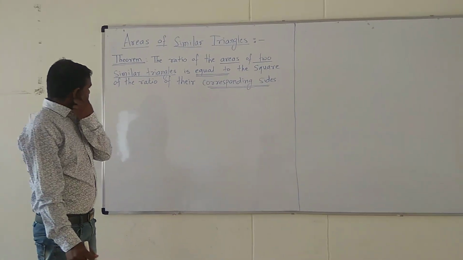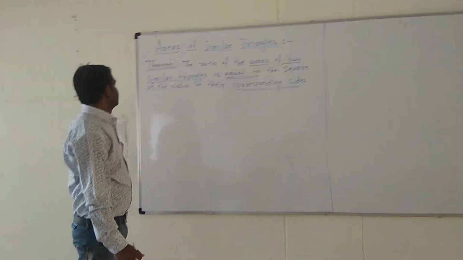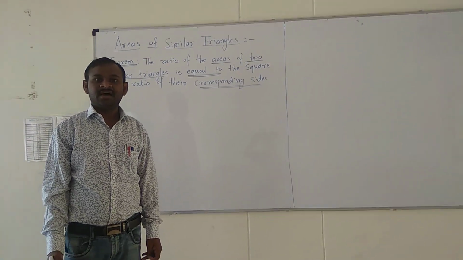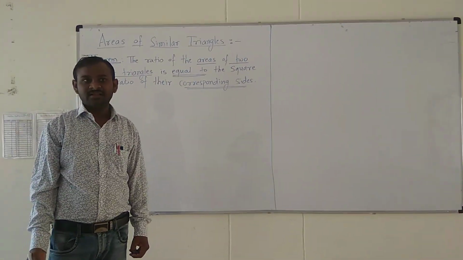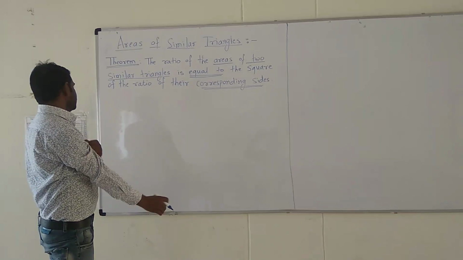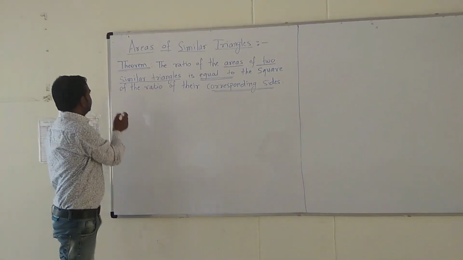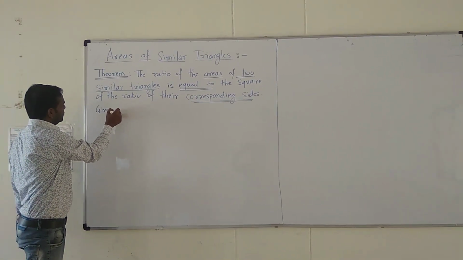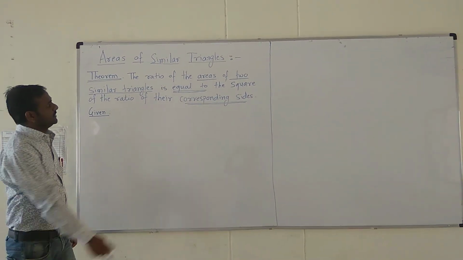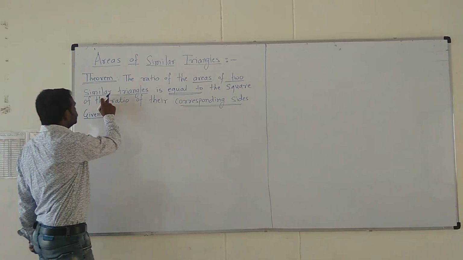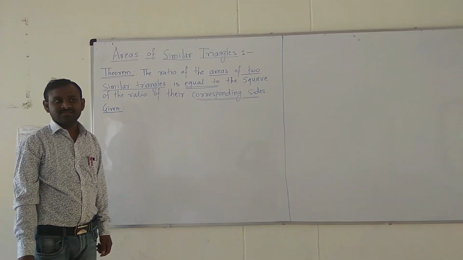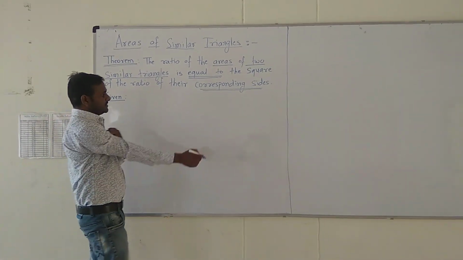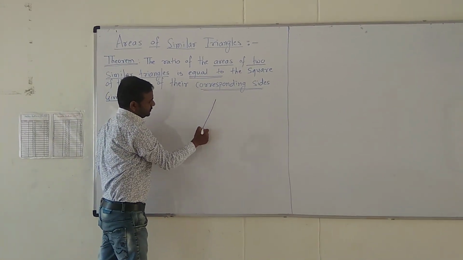In the last lecture we learned that if two triangles are similar, then their corresponding sides are in the same ratio. In this theorem, it is given that the two triangles are similar. So first we have to draw two diagrams.